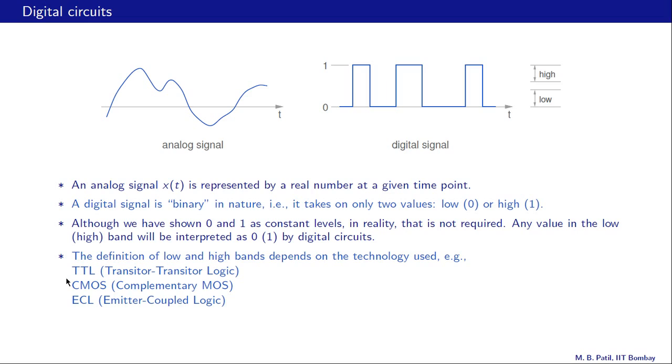Transistor logic, which is based on the BJT technology. Complementary MOS, based on the MOS technology. Emitter coupled logic, this is also based on BJTs, and there are a few others. And the most popular is the complementary MOS technology today, and we will see why.